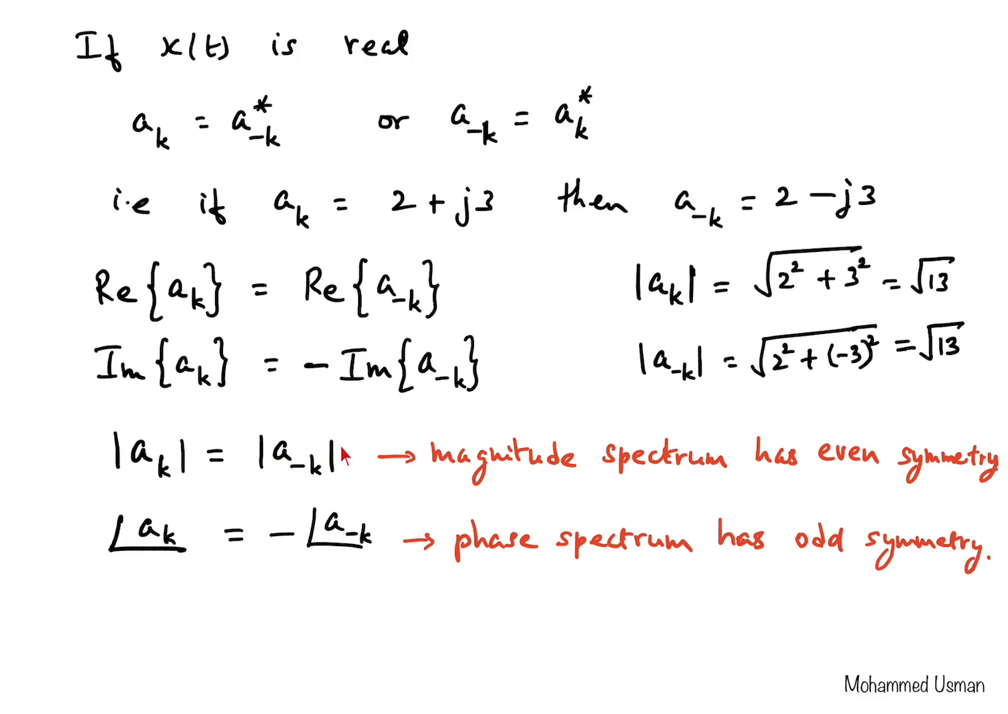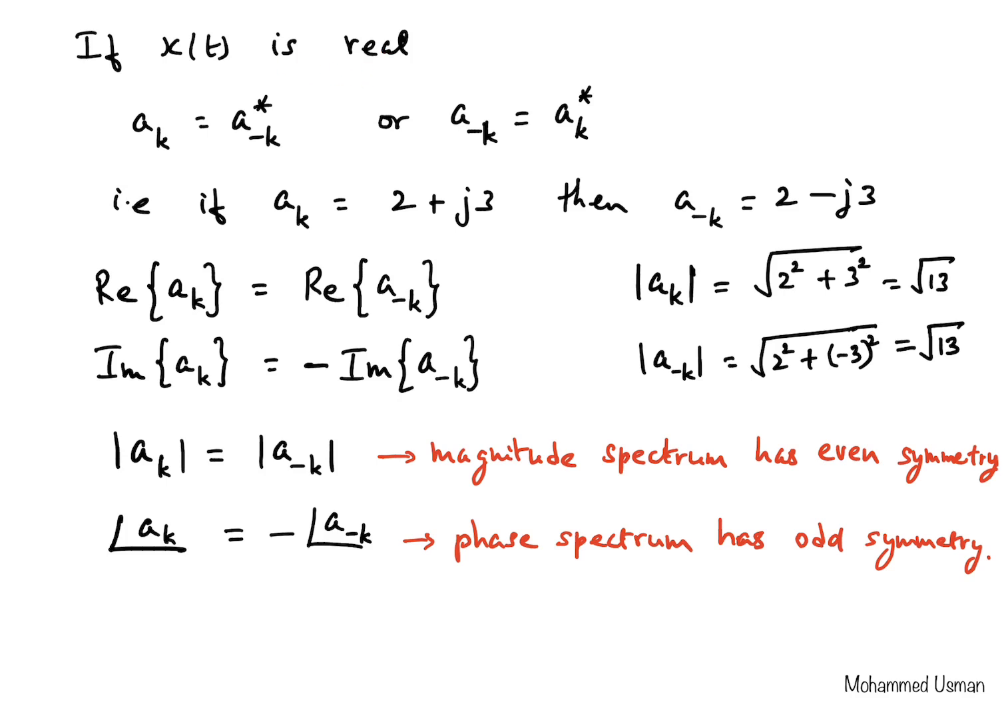Okay, the magnitude of AK is equal to the magnitude of A minus K, that's even symmetry. And when the phase of AK is the negative of the phase of A minus K, we say this is odd symmetry. It's like x of t equal to x of minus t, and x of t equal to minus x of minus t, right? That's the even and odd definitions which you are familiar with. So when x of t is a real signal, the magnitude spectrum has even symmetry and the phase spectrum has odd symmetry. We can extend this further for a signal which is not just real but also an even signal.